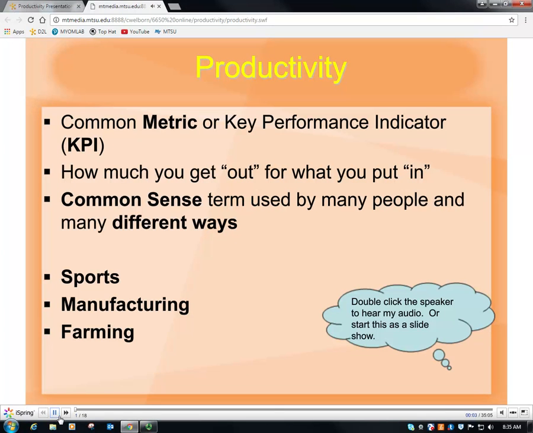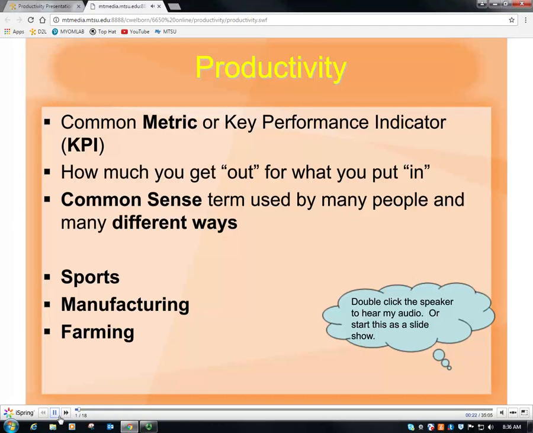Okay, we're going to talk about productivity today for just a little bit. Hopefully, that's a term that you've heard and you've used before. Maybe you've had different definitions, or maybe not had sort of an official definition of productivity. But I think most people kind of know what the term means.